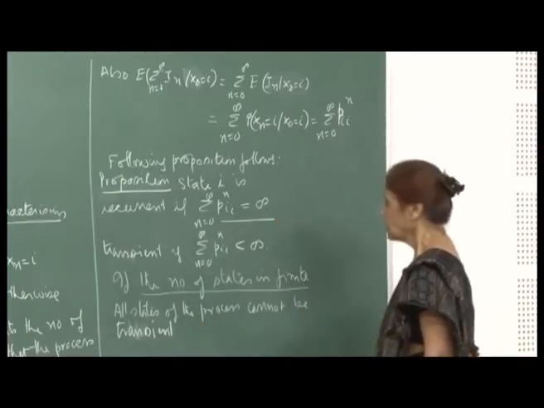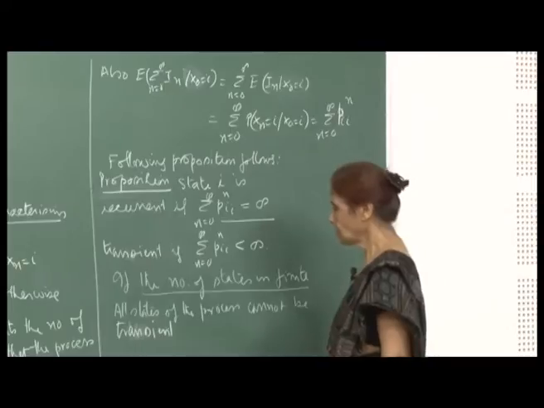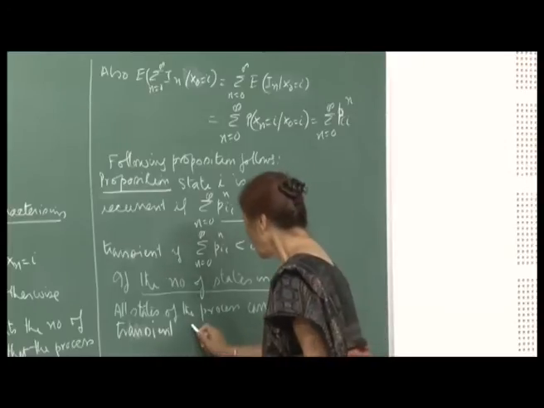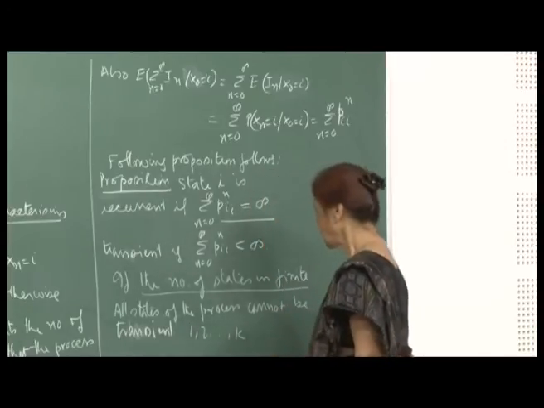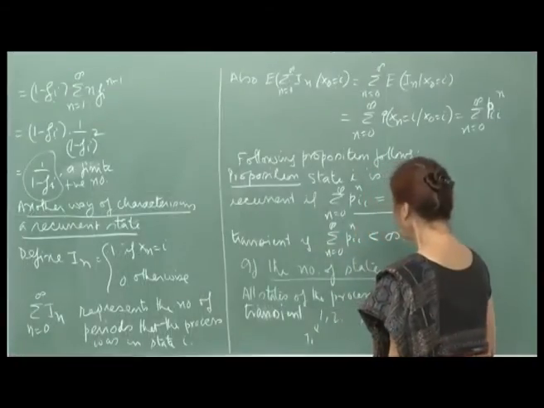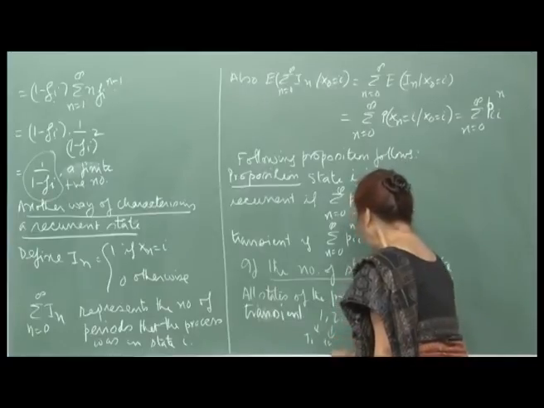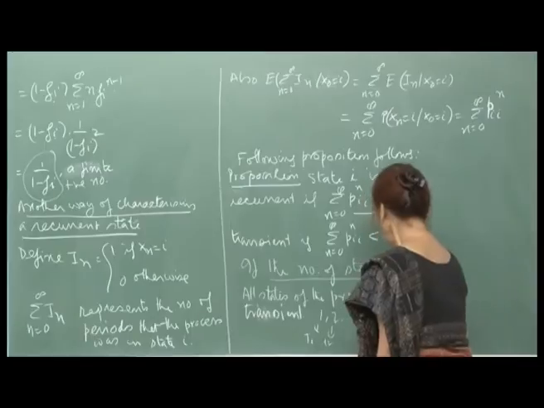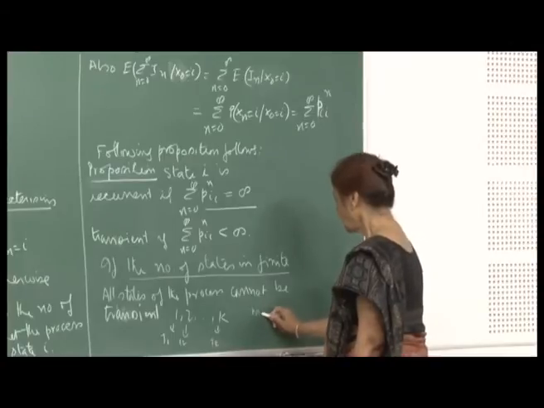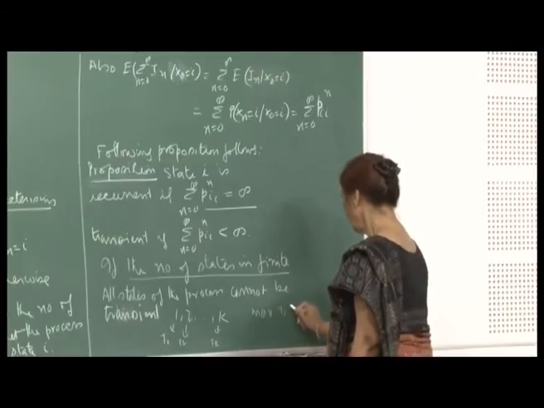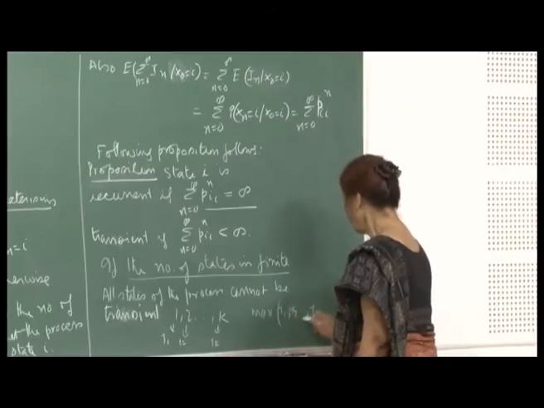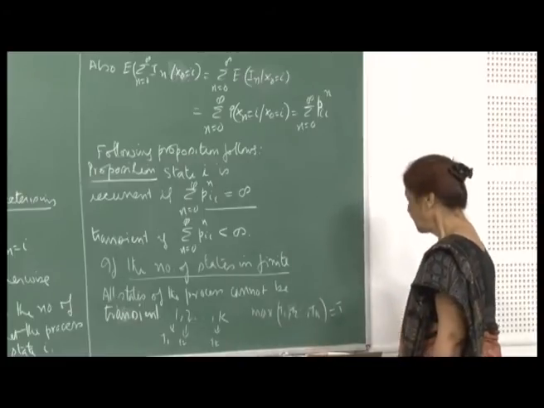And why? Because a transient state can be visited only a finite number of times, and you have finite states. Let us say the states are 1, 2, up to k, you have k states. Now, if all are transient, this can only be visited, let us say, t1 number of times, this can be visited only t2 number of times, and this can be revisited only tk number of times. Now you take the maximum of t1, t2, up to tk, and define this as capital T.